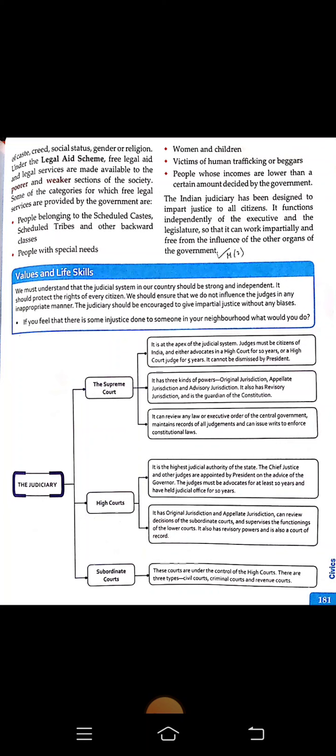So the Indian judiciary has been designed to impart justice to all the citizens, and it functions independently of the executive and the legislature, so that it can work impartially and free from the influence of other organs of the government.